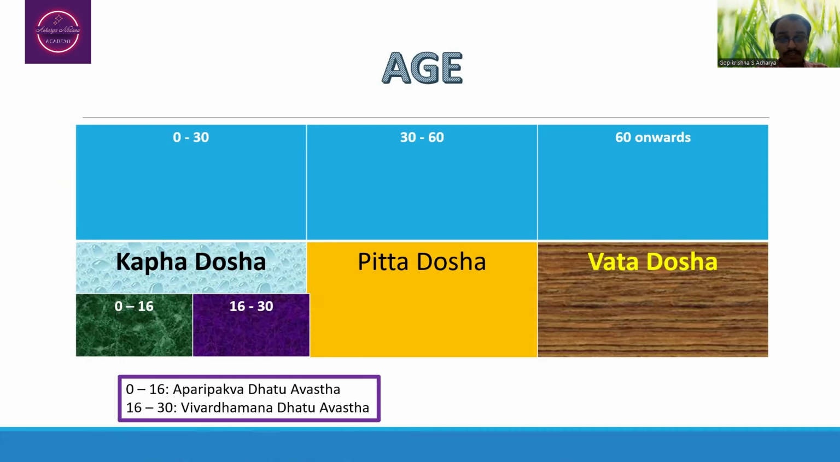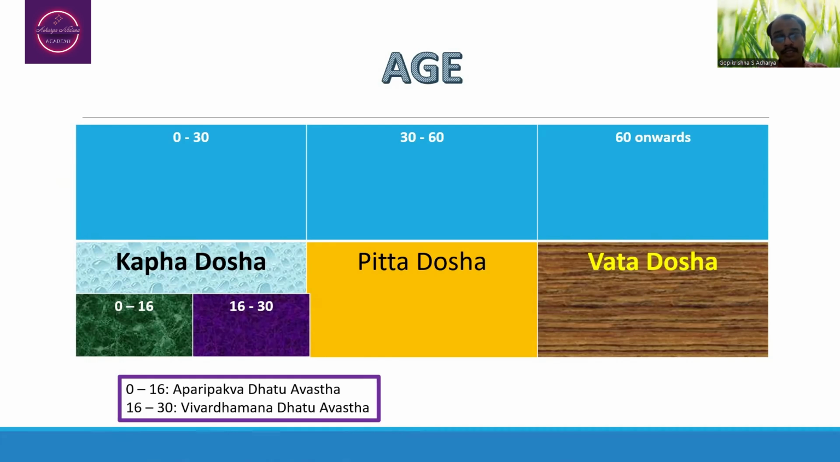Further, in cases of Kapha dosha dominance, 0 to 16 is considered to be Aparipakva Dhatu Avastha, wherein the proper development of the body tissues will not be there. Immature development of the bodily tissues is observed in those situations, whereas 16 to 30 is considered to be the progressively developing stage, where the body tissues are being developed. That is what we can see: Aparipakva Dhatu Avastha and Vivardhamana Dhatu Avastha. So that is the further subclassification in terms of the Kapha dosha dominant age group.